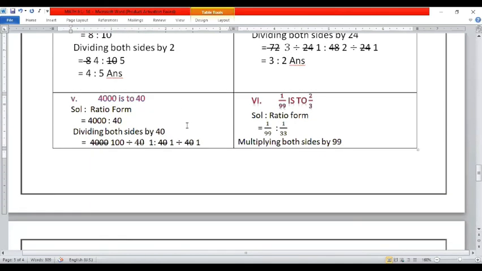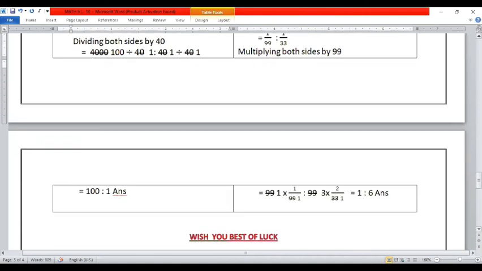Dear students, in question number 5, 4,000 is to 40, ratio form 4,000 ratio 40. I will cancel both values by 40. 40 can cancel the 4,000, 100 times. 40 can be cancelled by 40 one time. And answer is here 100 ratio 1. 100 ratio 1.